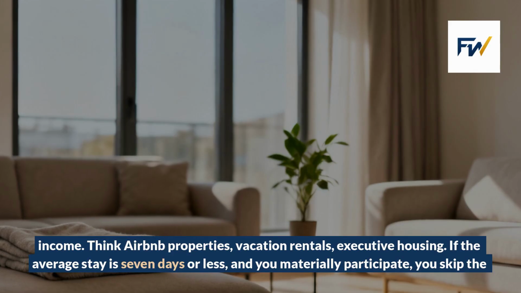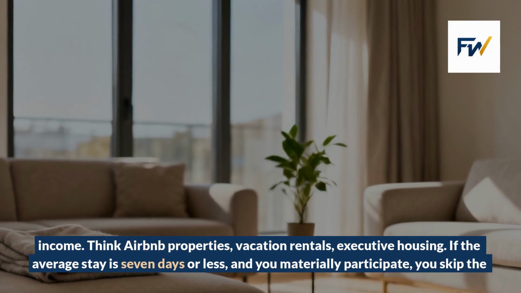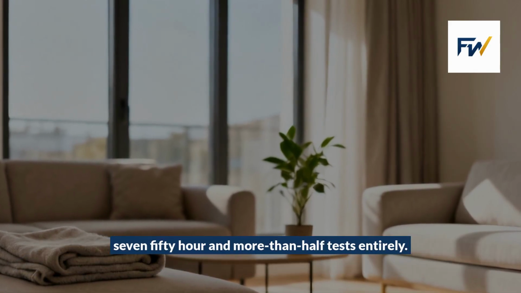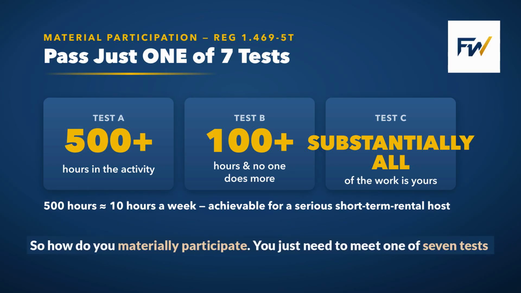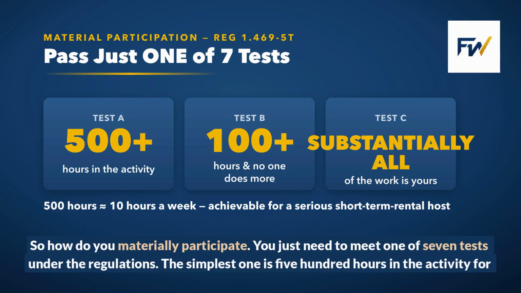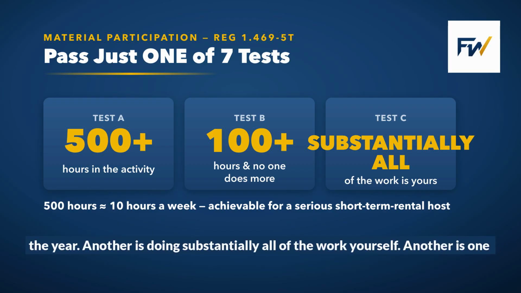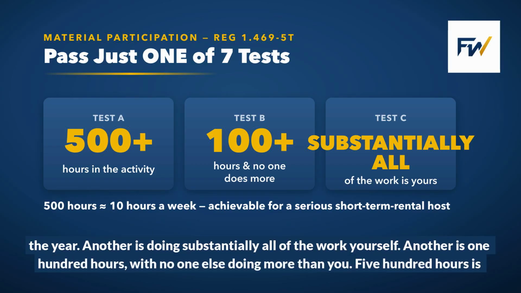If the average stay is 7 days or less and you materially participate, you skip the 750-hour and more-than-half tests entirely. So how do you materially participate? You just need to meet one of 7 tests under the regulations. The simplest one is 500 hours in the activity for the year. Another is doing substantially all of the work yourself. Another is 100 hours with no one else doing more than you.